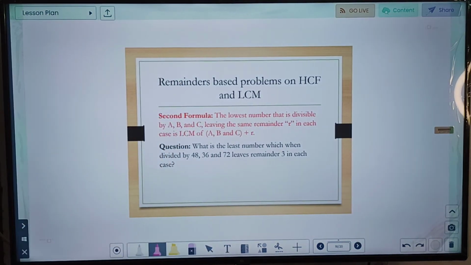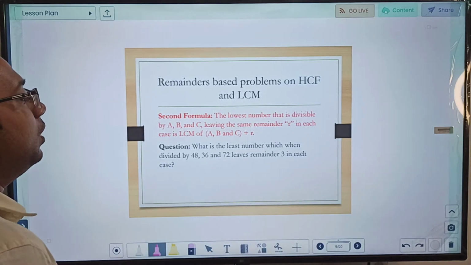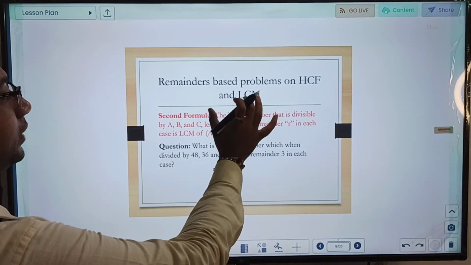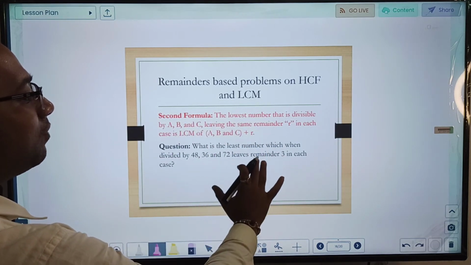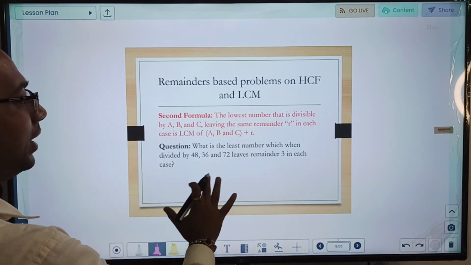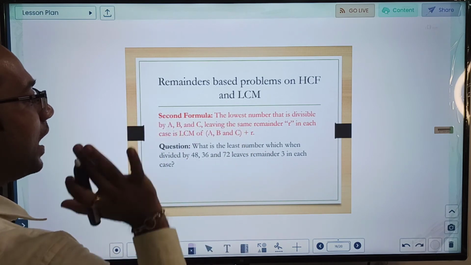Let us move to the second formula. The lowest number that is divisible by A, B and C, leaving the same remainder R in each case, is the LCM of these three plus the remainder. Okay. So if the question is of that form, that we have to find the lowest number which is divisible by three given numbers and we are given some particular remainder, then in that case, find the LCM of those numbers and add the remainder.